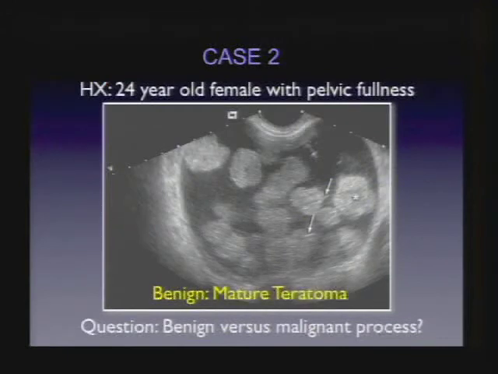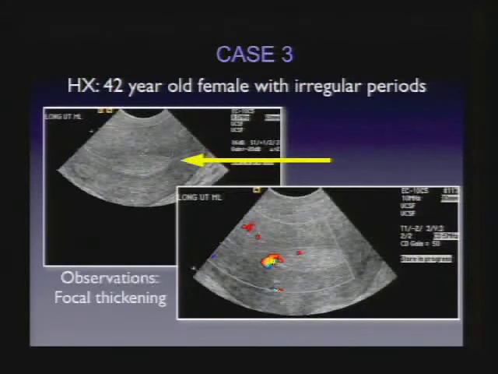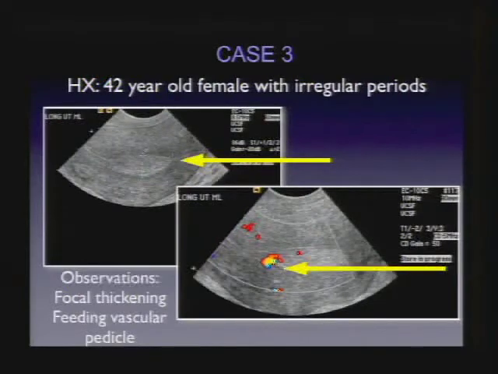This is benign. Mature teratoma is a somewhat unusual appearance of it, but you could see these fat globules and then keratin fibers within this lesion. Next case is a 42-year-old female with irregular periods. Observations here I'd like you to make is focal thickening of the endometrium and a single feeding vascular pedicle to this area of focal thickening.